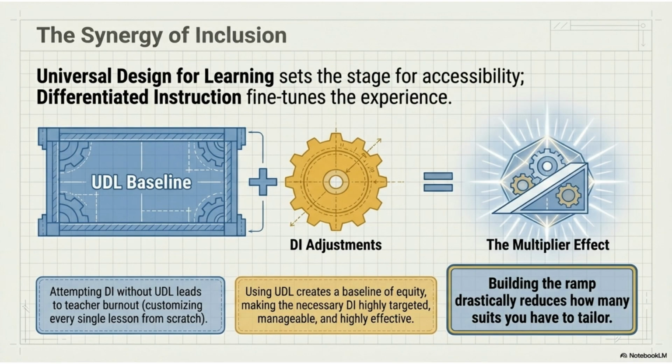The synergy of inclusion is clear. UDL sets the stage for accessibility, while DI fine-tunes the experience. Using UDL creates a baseline of equity, drastically reducing how many individual adjustments you need to make.